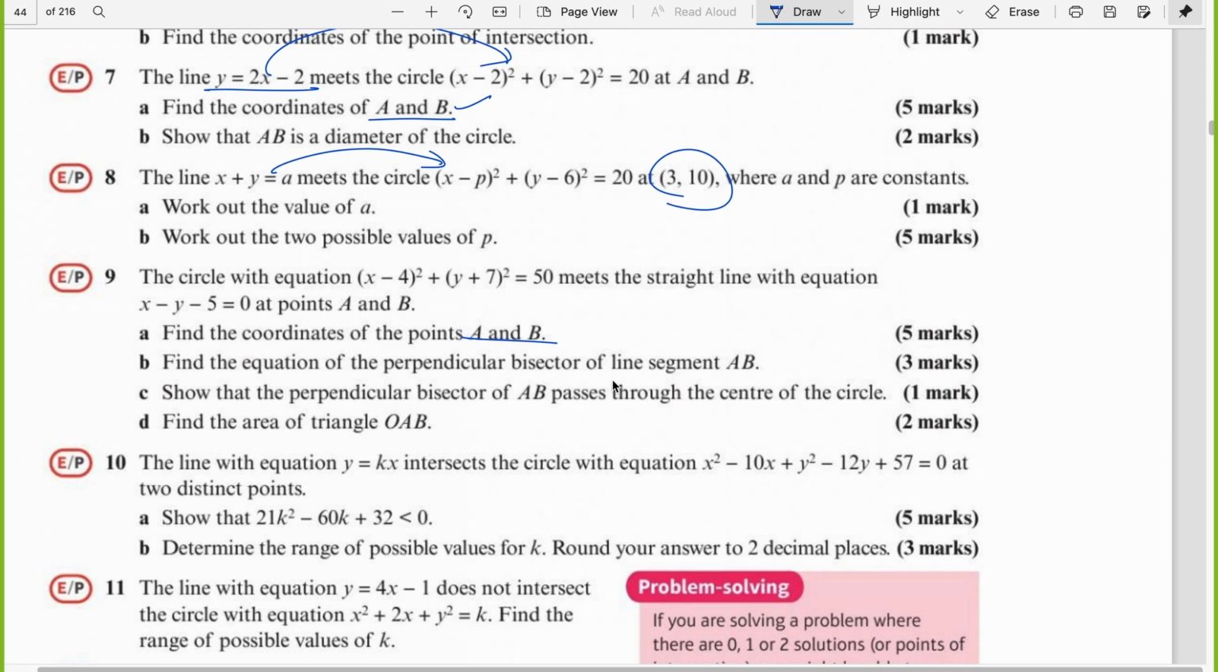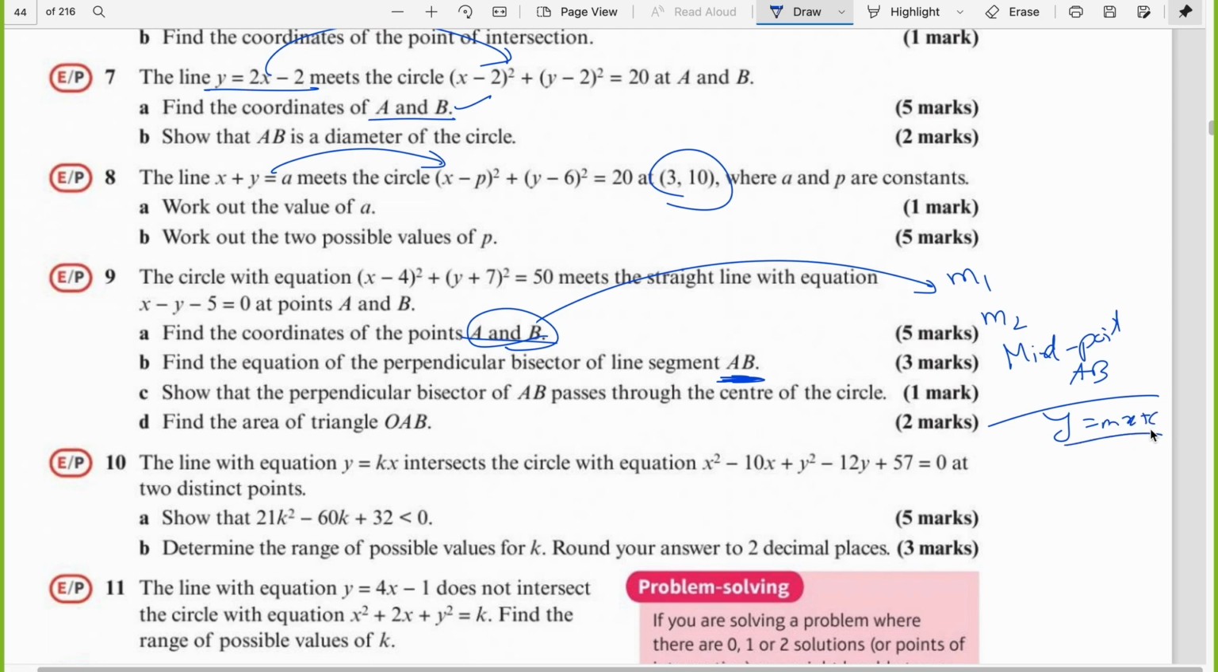Find the equation of the perpendicular bisector of line segment AB. Now this is coordinate geometry. Once you have AB, how do we find the perpendicular bisector? We go with the gradient of AB, then we find the perpendicular bisector gradient, then we find the midpoint of AB, and lastly y equals mx plus c.